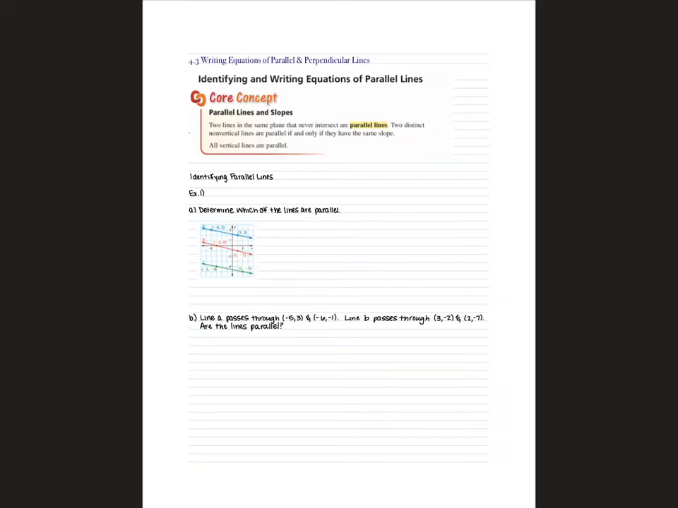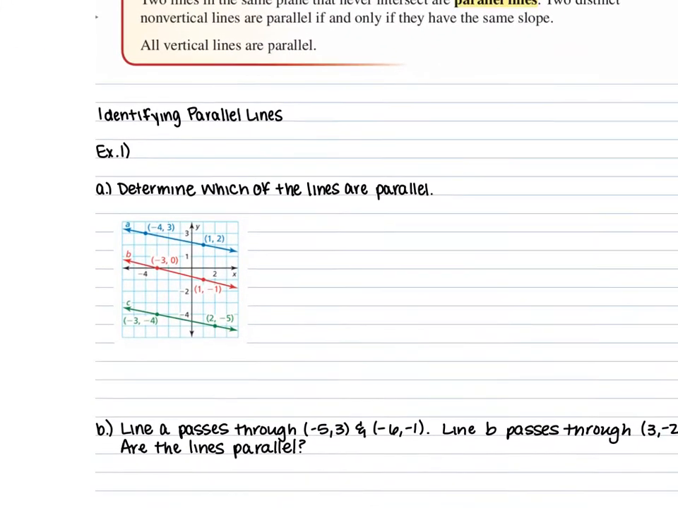4.3, writing equations of parallel and perpendicular lines. We're going to start with parallel lines. Parallel lines have the same exact slope. So as long as you can find the slope of one of the lines, another line that has the same slope means that it's parallel to the first.